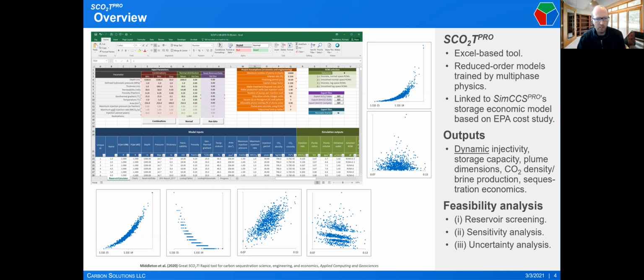You put a range of geologic inputs into SCO2T, and it will calculate these key outputs: dynamic injectivity, storage capacity, plume dimension, CO2 density and brine production, and ultimately connect that to sequestration economics. The key reasons that we use this feasibility-level tool, SCO2T, are reservoir screening, sensitivity analysis, which I'm going to talk about a lot today, and uncertainty analysis. And ultimately, we can apply it to large regions such as the United States.